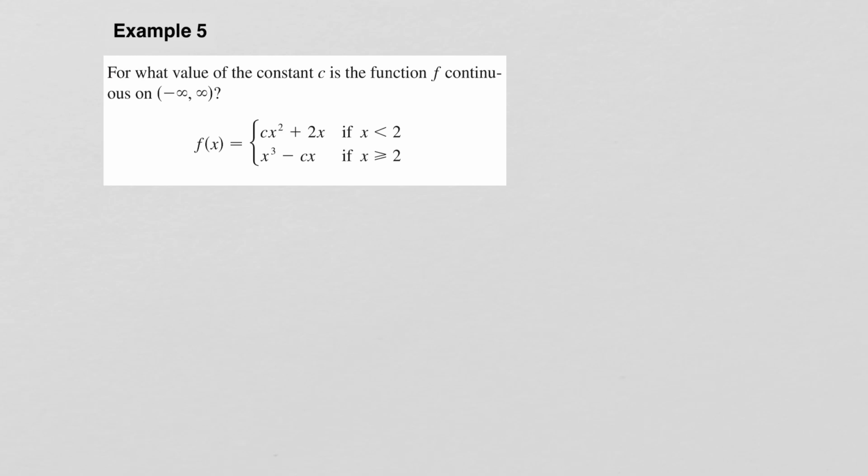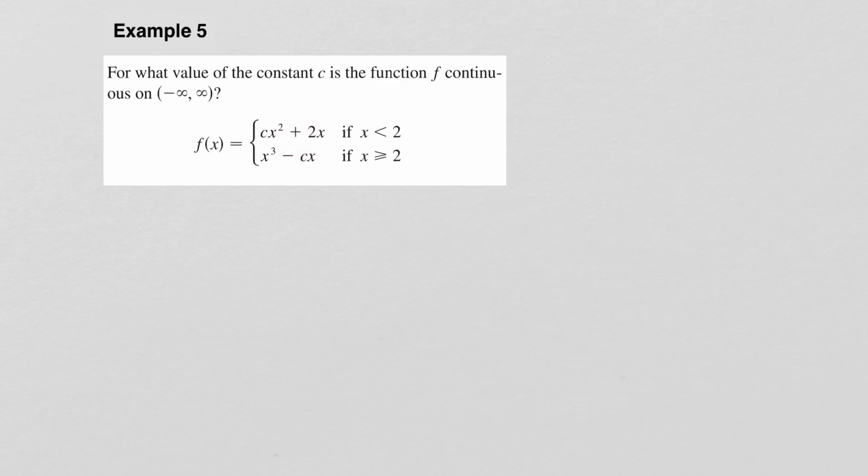Next example, for what value of the constant c is the function f continuous on minus infinity to infinity? I want you to notice that the function is defined piecewise. It is equal to this function here if x is less than 2, and this function here if x is greater than 2. Both of these are polynomial functions.